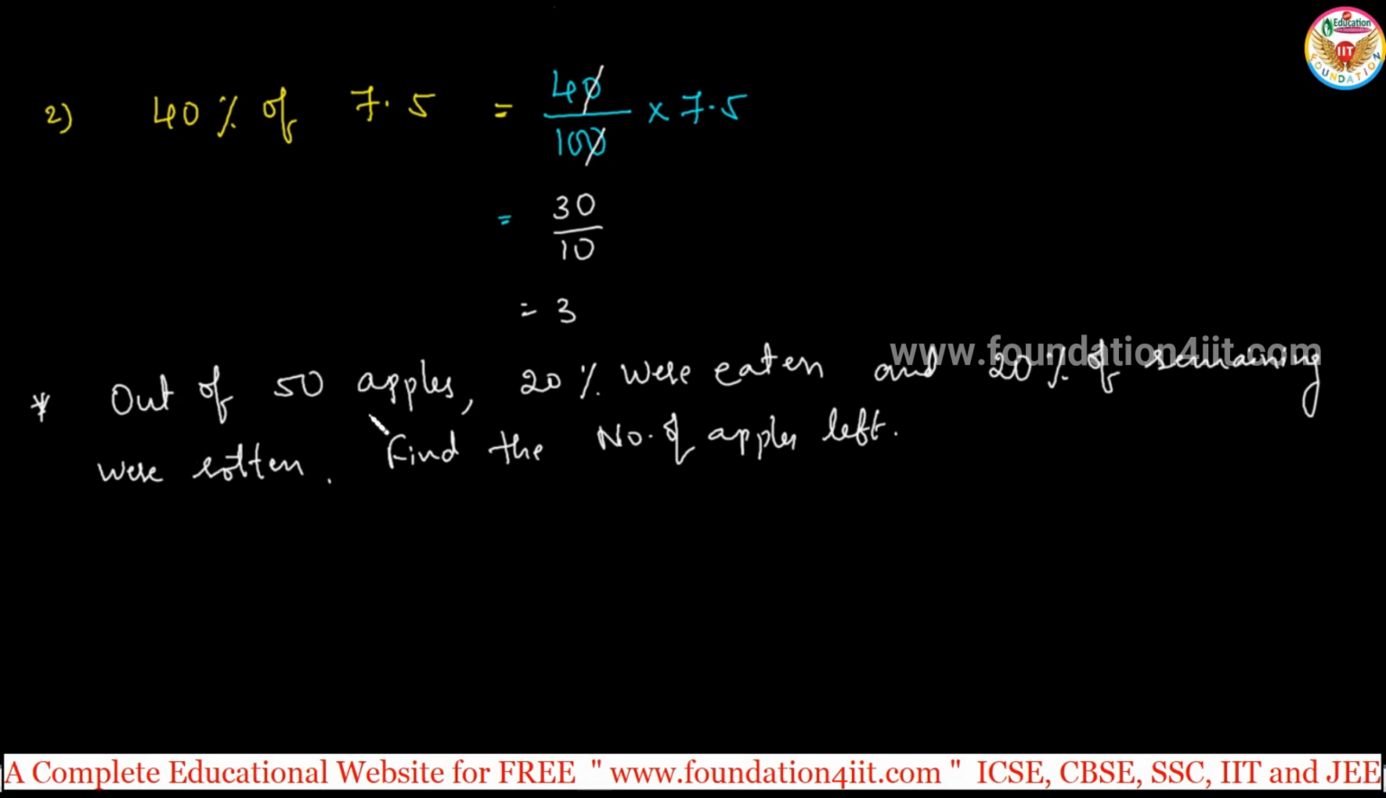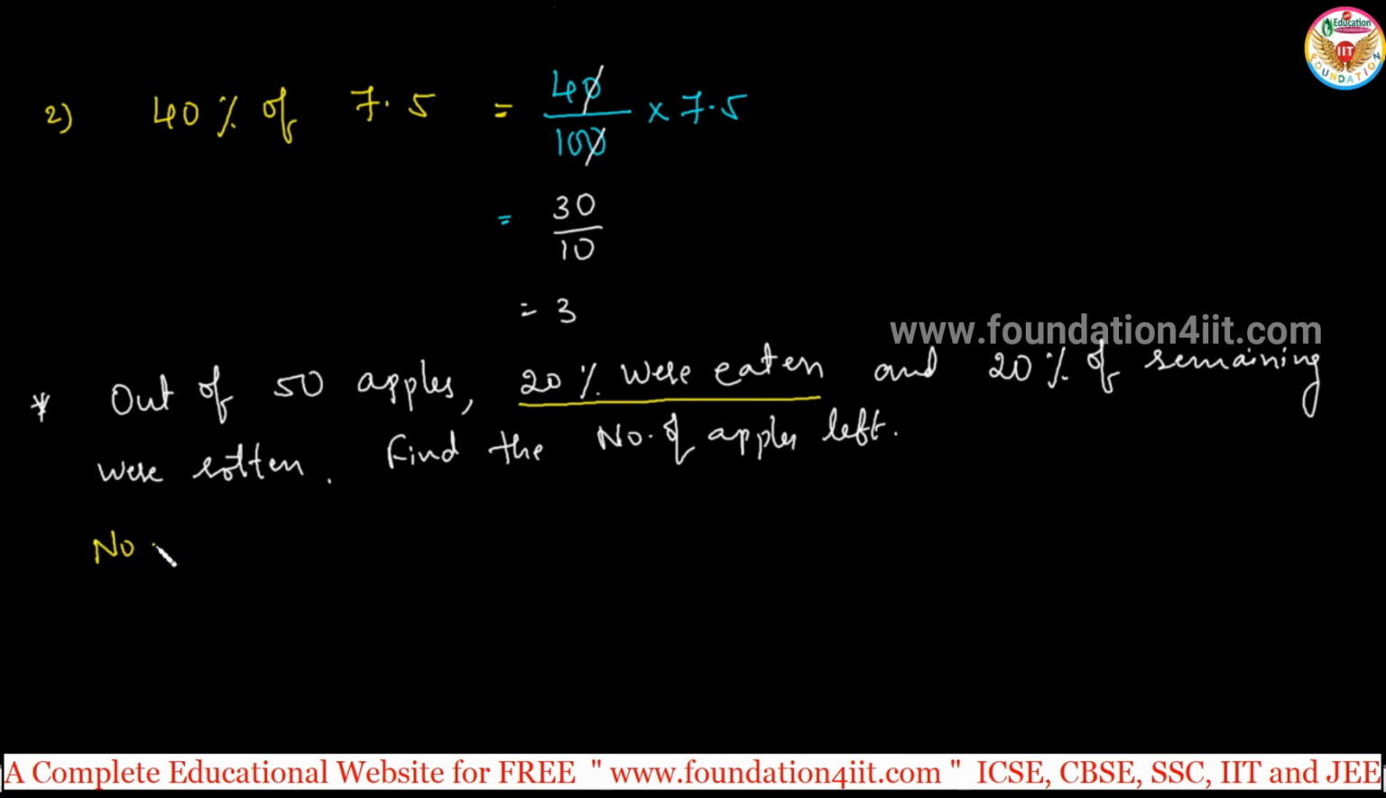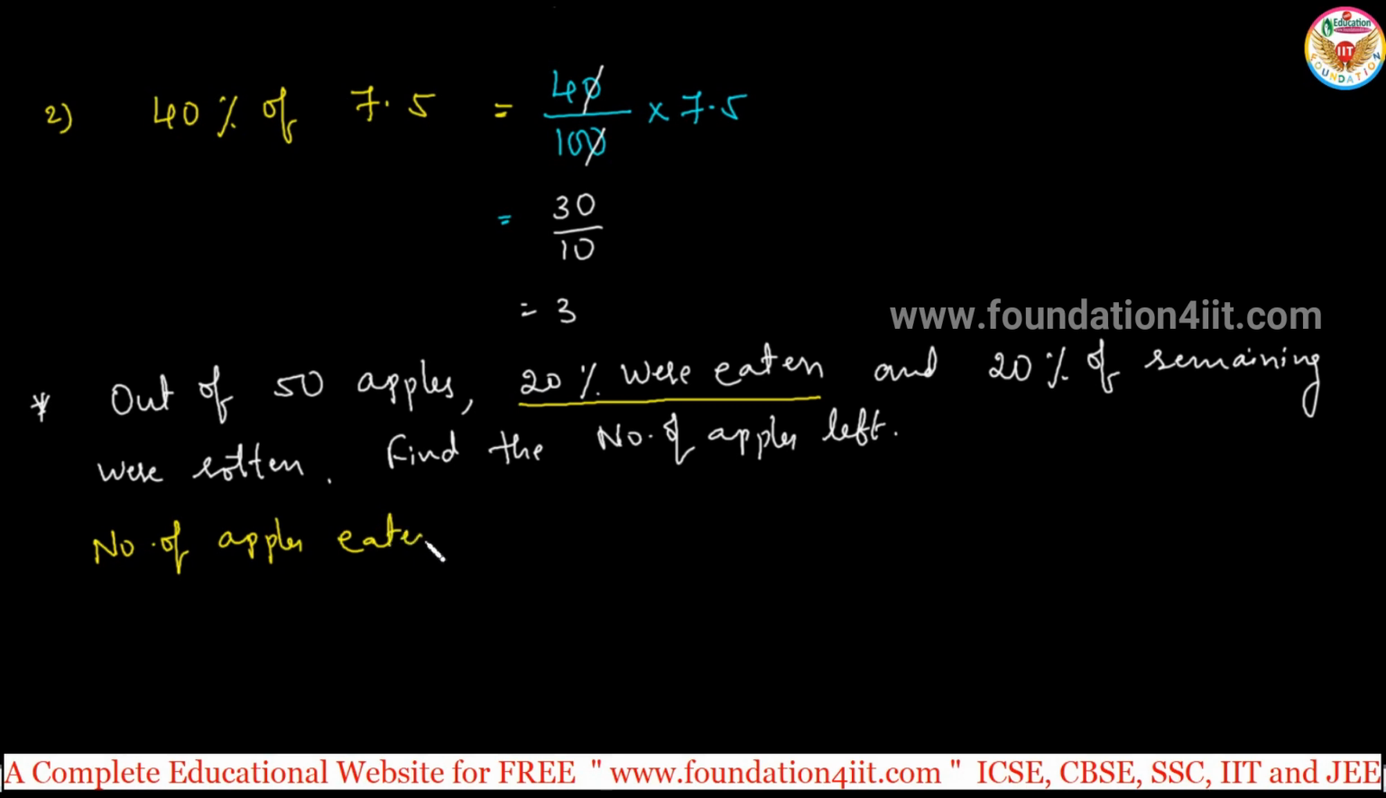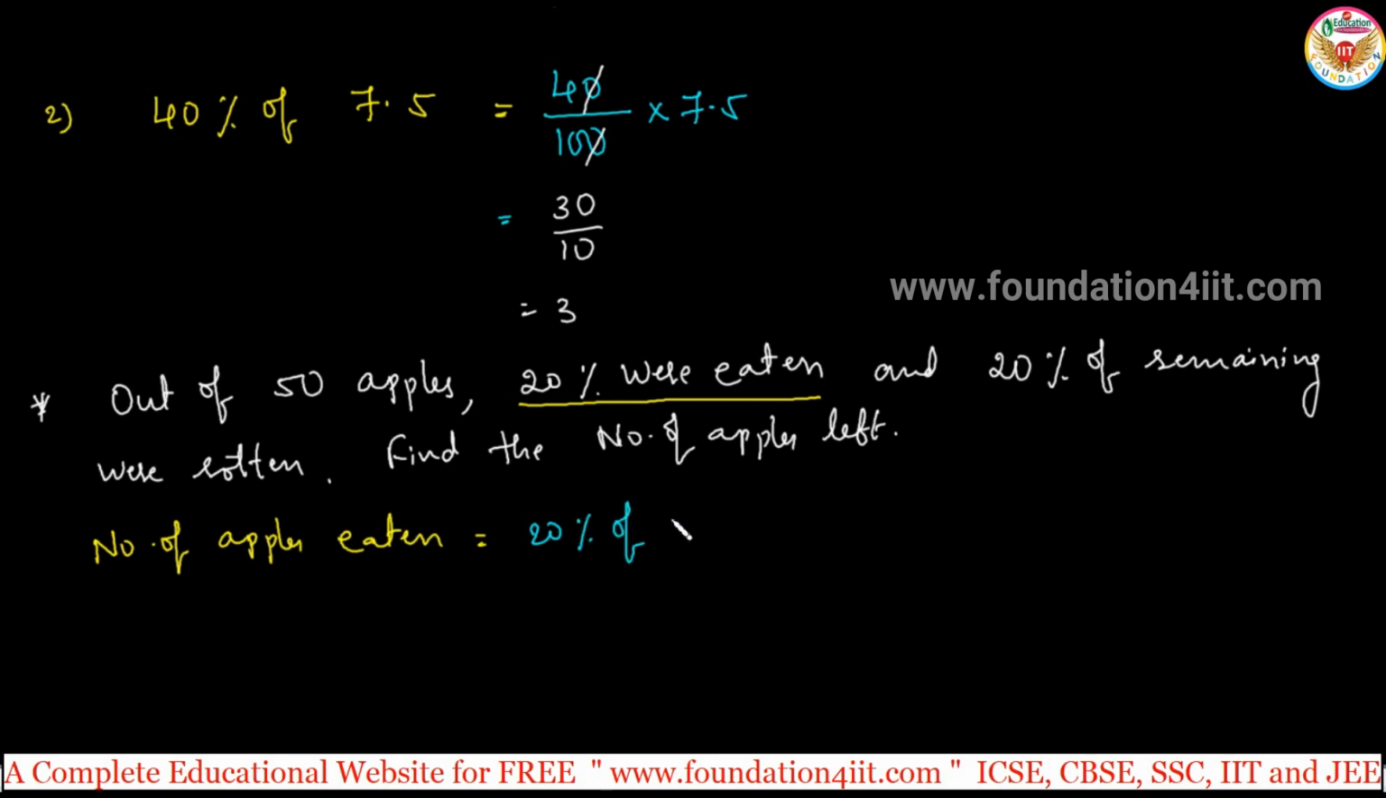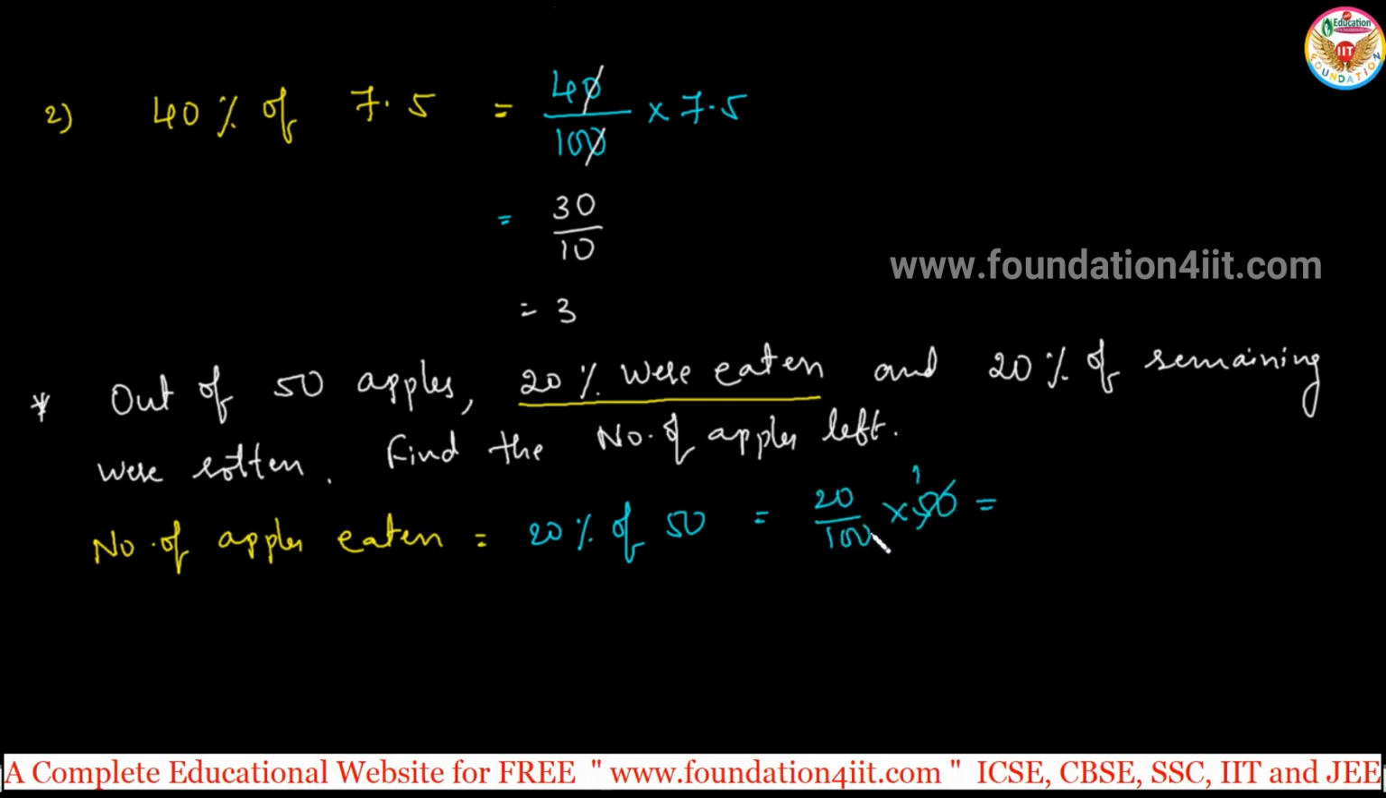First statement, out of 50 apples, 20% were eaten. So total apples is 50. First you have to find out the number of apples eaten. So the statement is 20% of total, like previous, 40% of 7.5, those types. That is, as per this question, 20% of 50. This we can calculate. So 20% of 50 is 20 by 100 into 50, right? So 50 ones are 50, 50 twos are 100. 20 by 2 is 10. So 10 apples eaten is over.